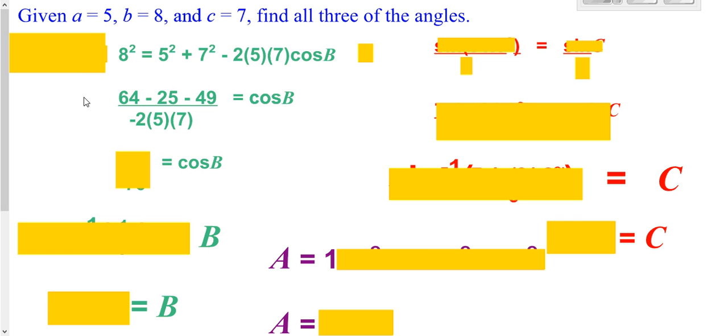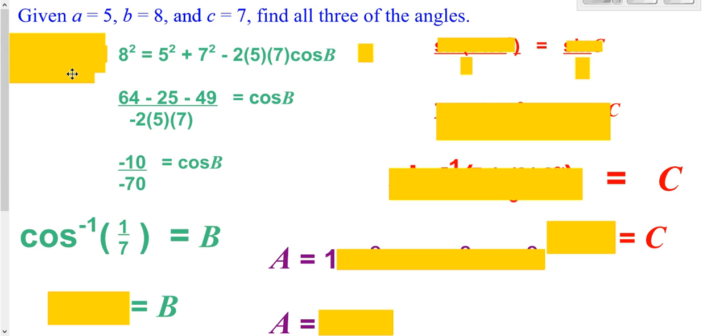Well, if you wanted, you could simplify the top and you could simplify the bottom. And you get negative 10 over negative 70, which is really just 1/7. To finish getting B by itself, you have to undo your cosine, so you have to do the cosine inverse. That's your calculator ready form. You type it into your calculator and you get your decimal approximation.